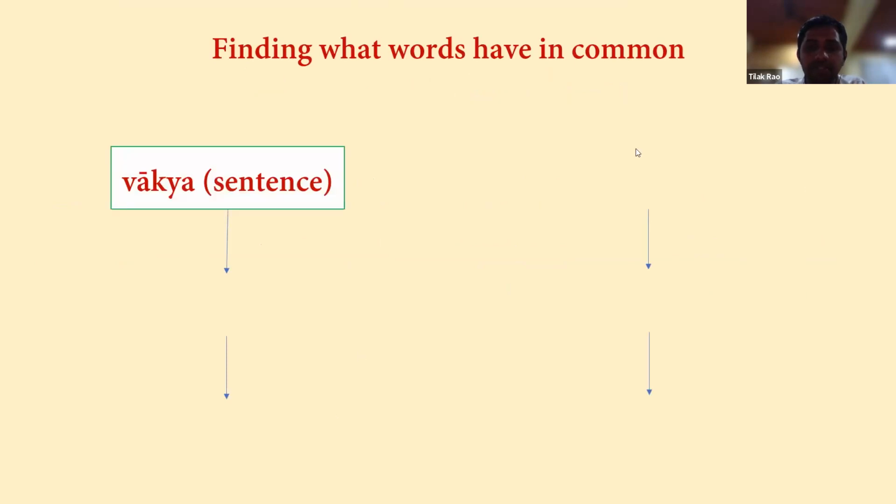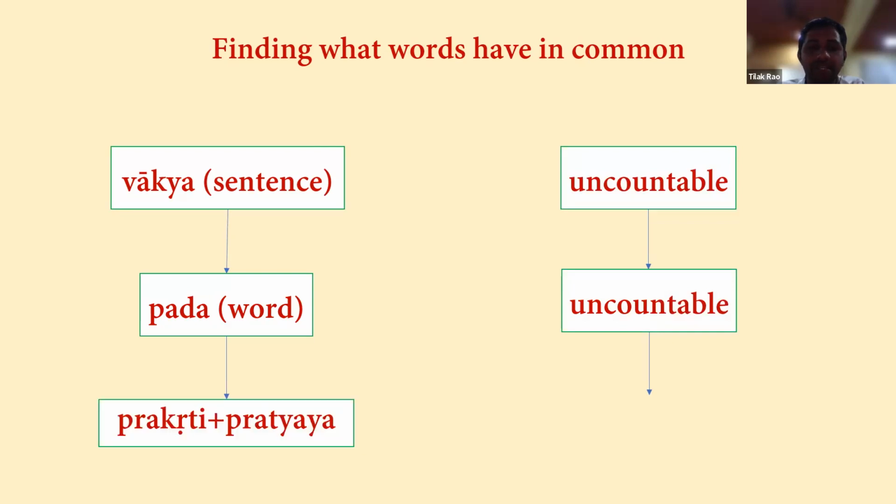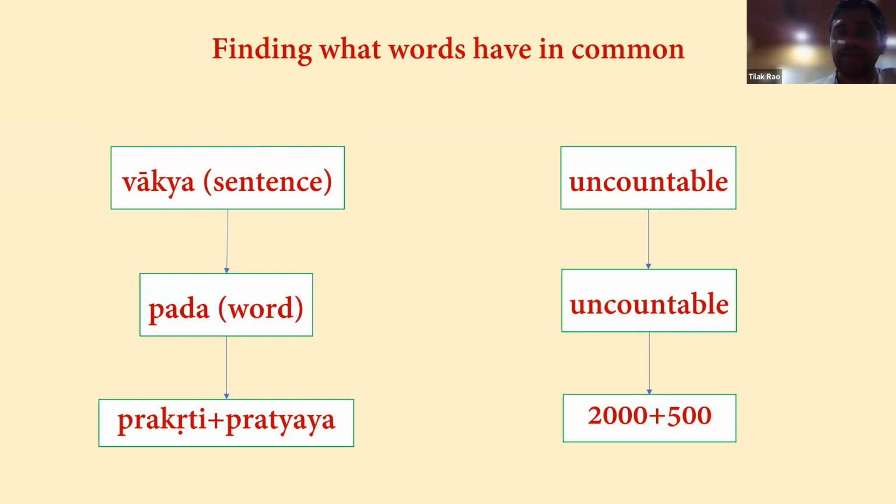So there are uncountable sentences in Sanskrit, and uncountable padas, words. But all these vakyas and padas: vakyas can be divided into words, and words can be divided into prakriti and pratyaya. Then the ultimate prakriti is called dhatu. And these are countable. There are about 2000 prakritis and about 500 pratyayas. And by these countable prakritis and pratyayas, we can create uncountable words and vakya sentences in Sanskrit.